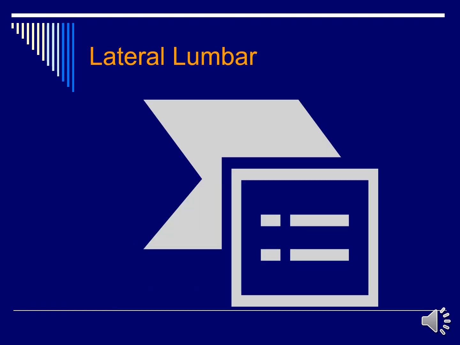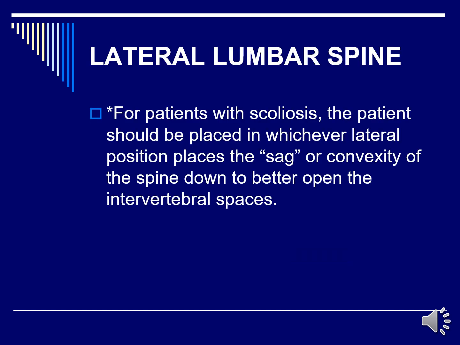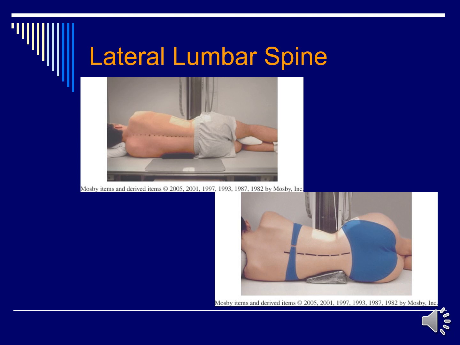I'm going to go on to the lateral lumbar now. So if you have a patient that has scoliosis, the patient should be placed in whichever lateral position places the sag or convexity of the spine down to better open those intervertebral spaces so the radiologist can see them better. If not, we're going to place the patient in a true left lateral position.